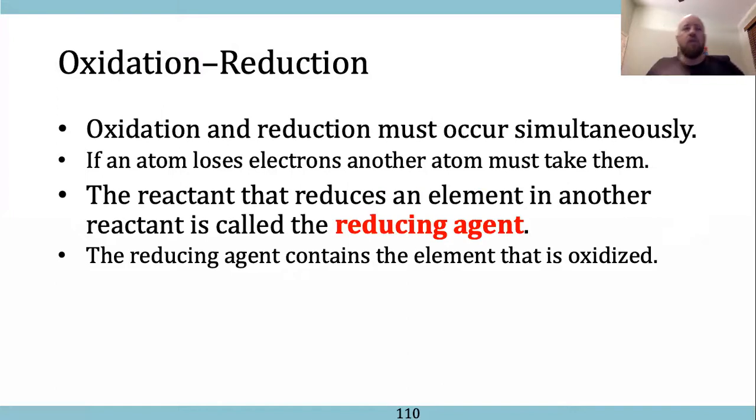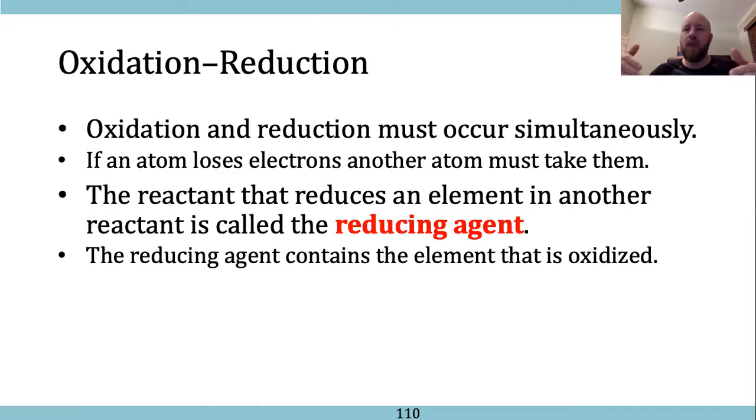So for example, if I have an iron rail out front and it's rusting, what's causing it to rust is the oxygen. So oxygen is what we would call an oxidizing agent. It causes things to undergo reduction. It causes a change to occur. The iron's not doing anything. The iron's just sitting there.